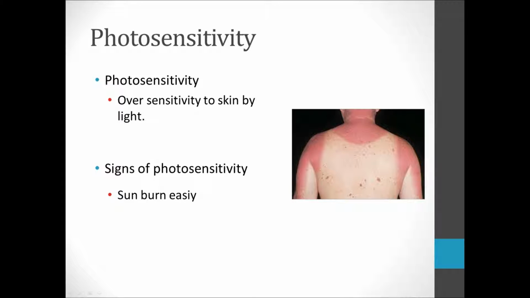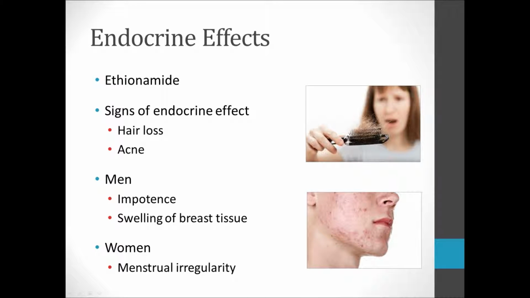Photosensitivity is an oversensitivity to light. A sign of photosensitivity is sunburning easily. Endocrine effects are associated with ethionamide. Signs of endocrine effects are loss of hair and acne. In men, they may experience impotence or swelling of breast tissue. In women, it may cause menstrual irregularity.